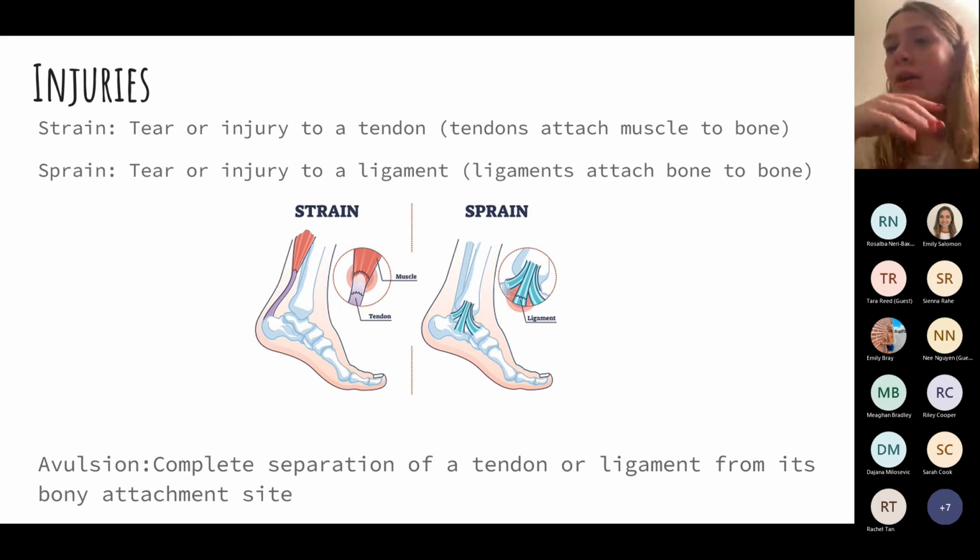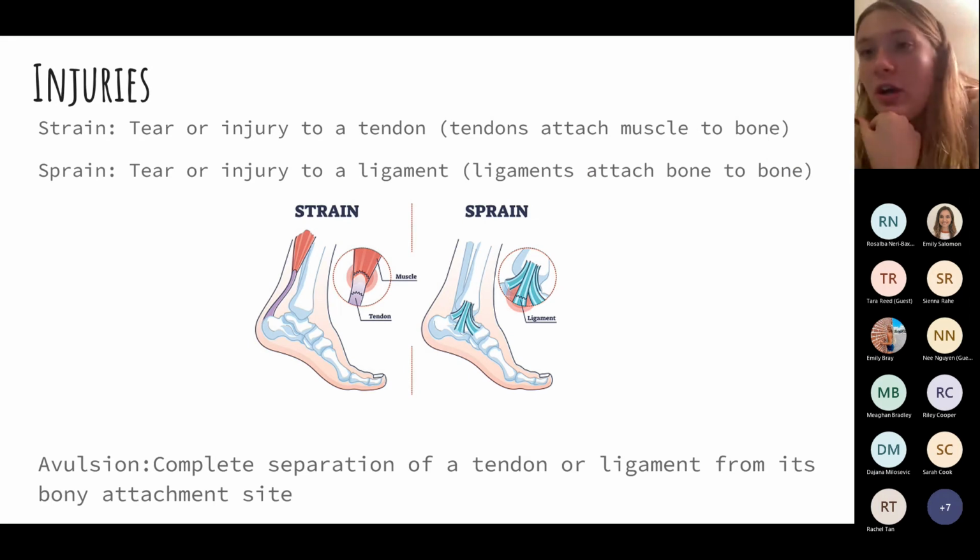When we talk about injuries, our most common injuries you'll see are your sprains and your strains. When we think strains, see that T in strain, think tendon, okay? There's a tear injury to a tendon. What do tendons do? They help attach muscle to bone. Our sprain, on the other hand, is a ligament. When we think ligament, think bone to bone.